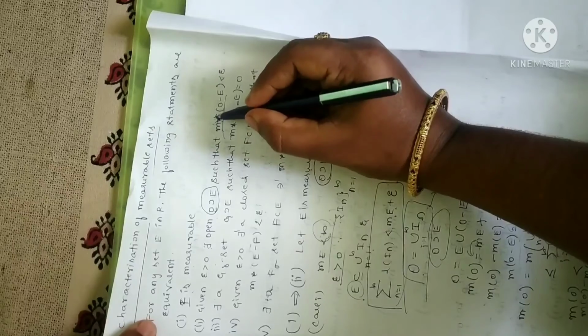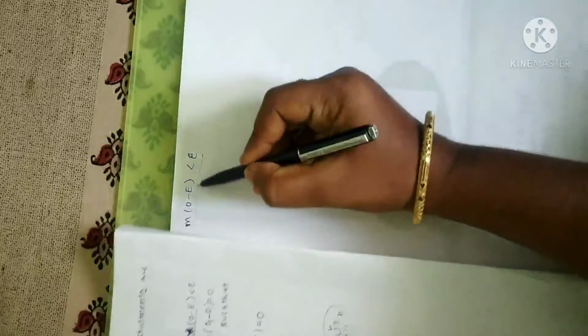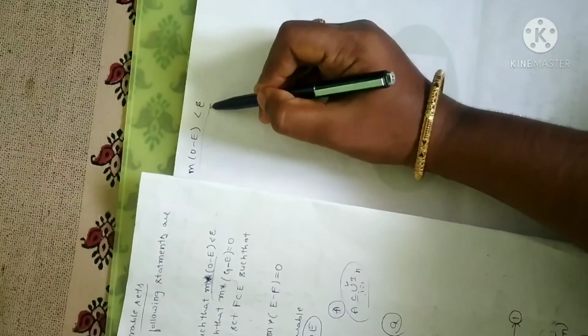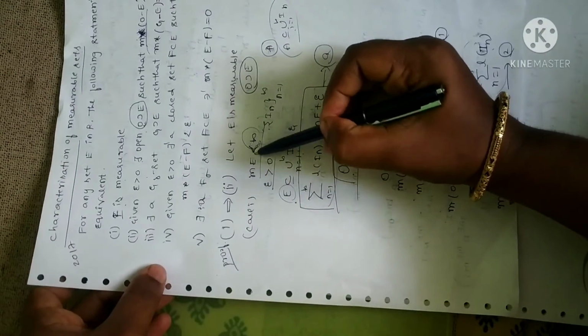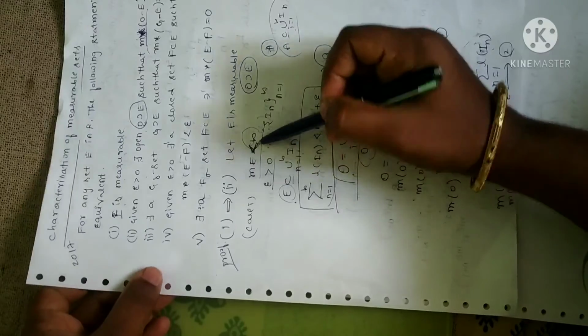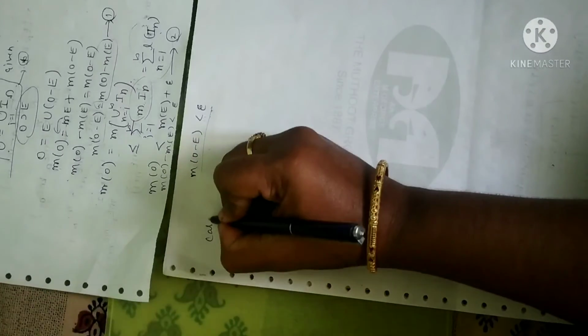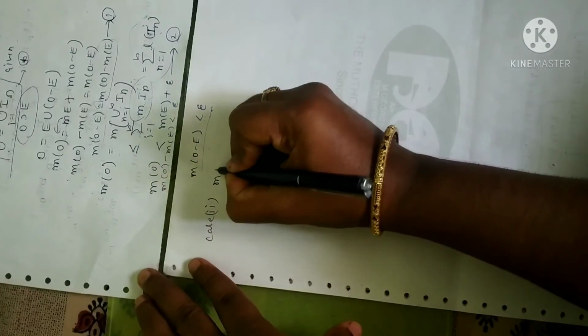So if you are not going to write star, it doesn't make any difference. So m of O minus E is less than infinity, I have already proved here for the finite case, countable collection of sets. Fine. Now case 2 is when m of E is equal to infinity.